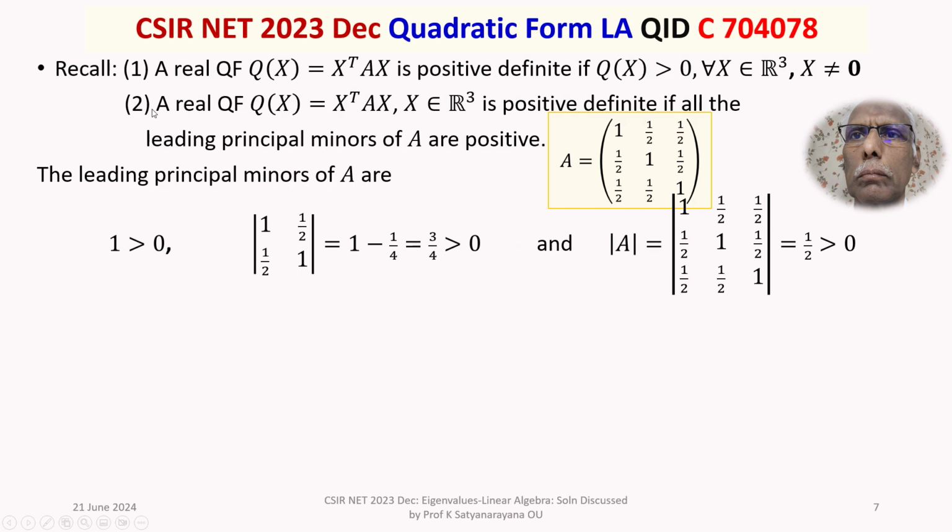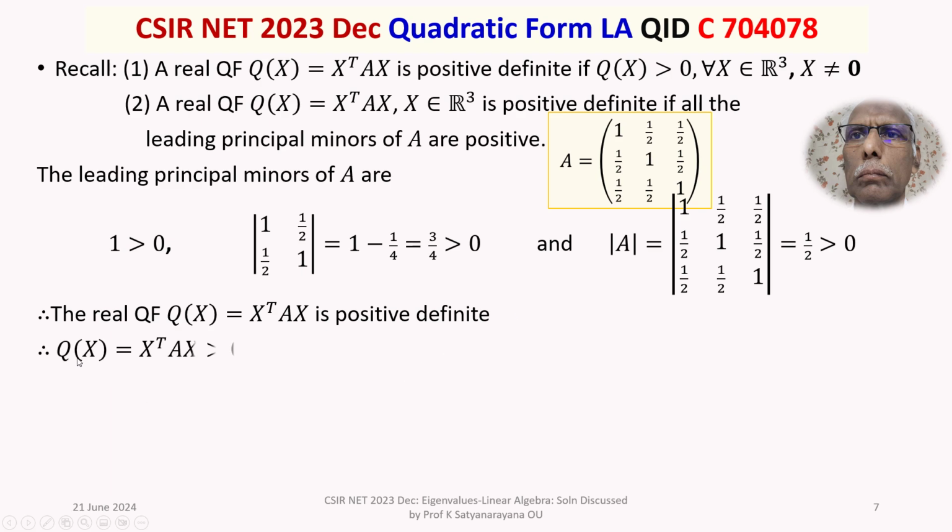Therefore, by the result 2, this quadratic form is positive definite. So the real quadratic form Q of X, X transpose AX, is positive definite because all the leading principal minors of A are positive. Right. So now by the result 1, Q of X, that is X transpose AX, is greater than 0 for all X belongs to R cube, X not equal to 0, because it is positive definite, and that is a property by 1.